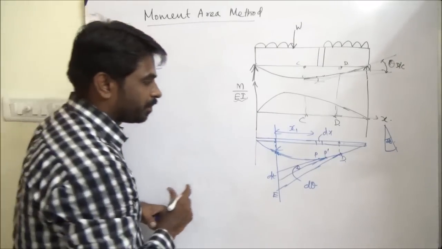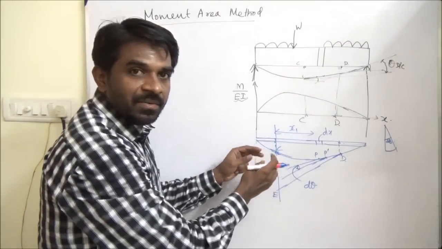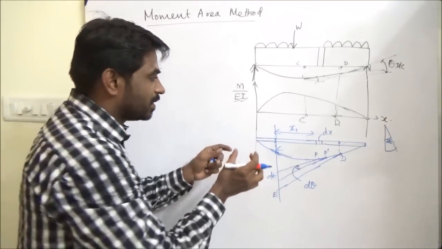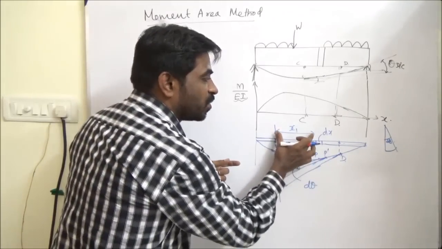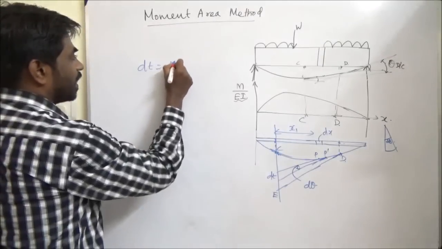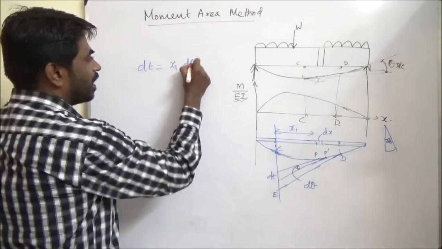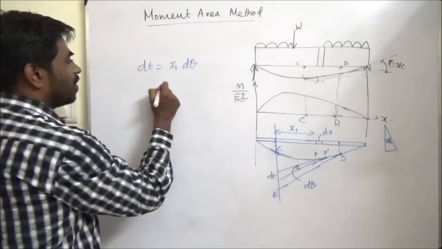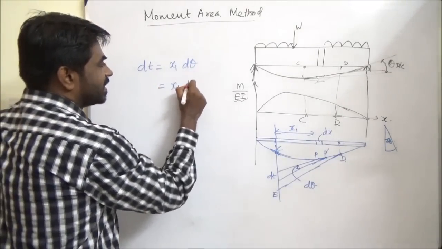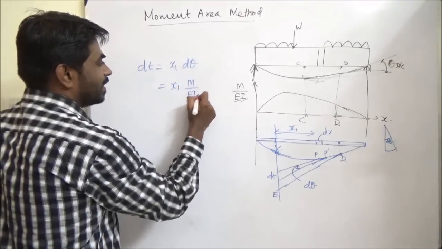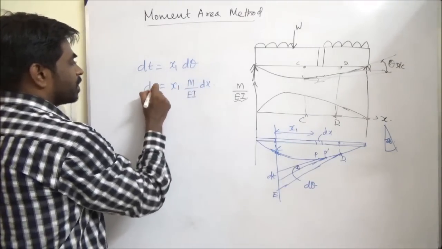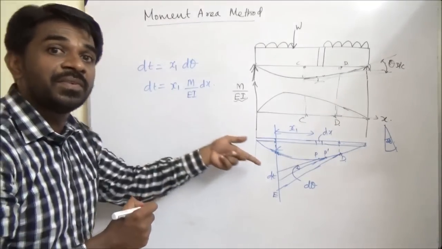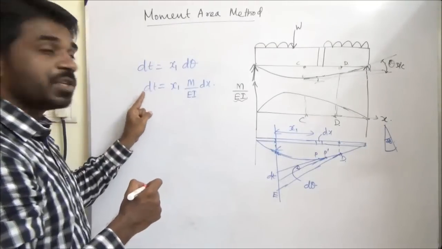is equal to, because it is elastic curve, so the deformation will not be that high. So if this length is assumed to be x1, so x1 into d theta is dt. Is this clear? Okay. So now x1, what is d theta? M by EI into dx. So this is transverse tangential deviation. This is tangential deviation, small deviation.